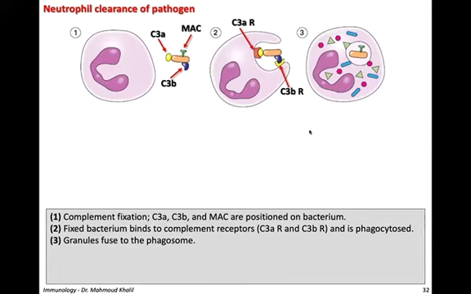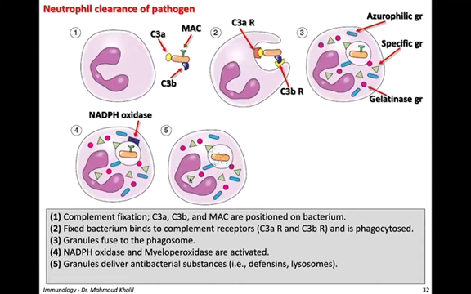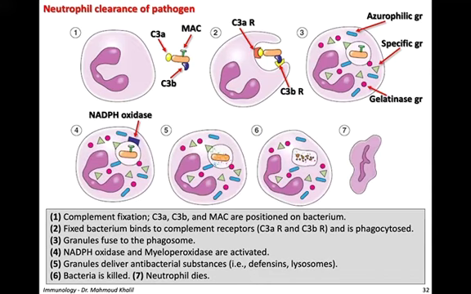You can see as well that there are a lot of secretory granules inside the neutrophils that fuse with the phagosome. So you have the azurophilic granules, the specific granules, and the gelatinase granules, different colors, rods, triangles, and all of them start to fuse with the phagosome. These granules have a lot of different types of enzymes, like the NADPH oxidase and the myeloperoxidase, which are activated. This will lead to the granules delivering these antibacterial substances like defensins and lysozymes inside the phagosomes, leading eventually to killing the bacteria. And by the end of that, the neutrophil itself gets exhausted and dies.